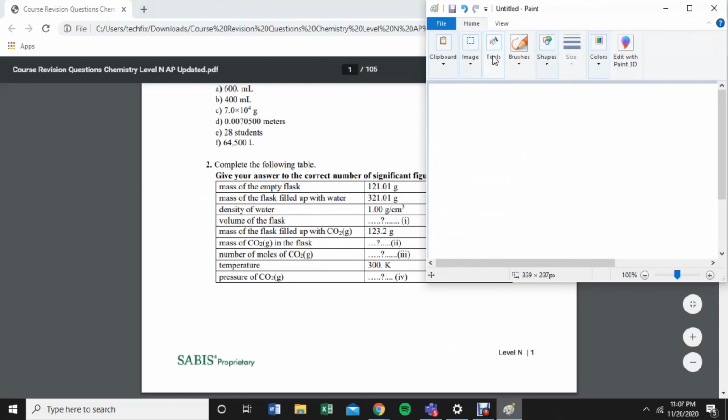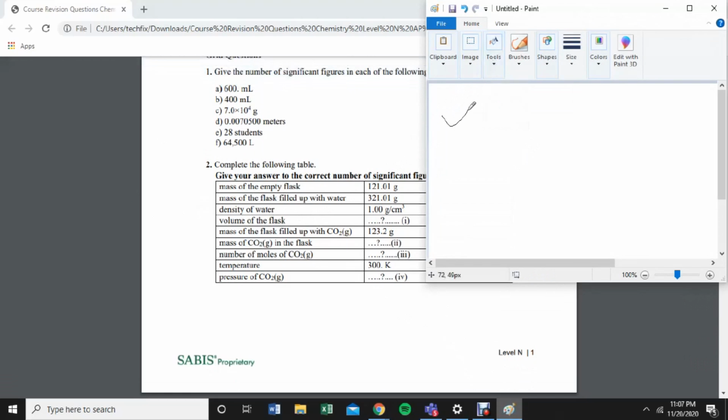Volume is mass over density. So they want the volume of the flask, which is basically the volume of the water that's in the flask. It's the same thing, right? The volume of the water that's in the flask is equal to the mass of the water that's in the flask over density of water. Mass of the water that's in the flask is equal to the mass of the flask filled up with water minus the mass of the empty flask.